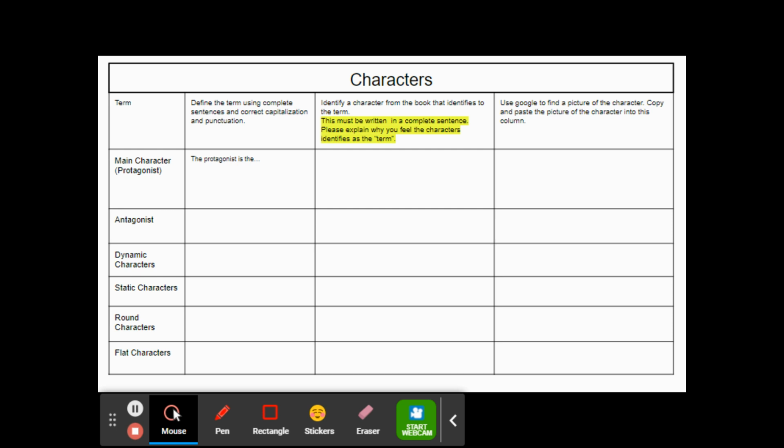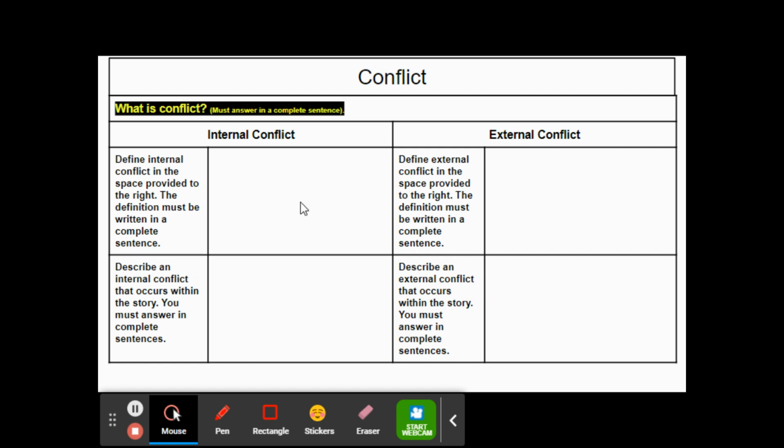Conflict. You're going to get the definitions from your data folder. Define internal conflict in the space provided to the right. The definition must be written in a complete sentence. Now, internal means something that is happening where? Inside. External is something that can be viewed. It's something that the readers are able to visually see.